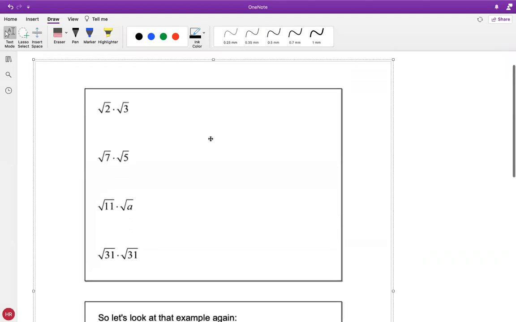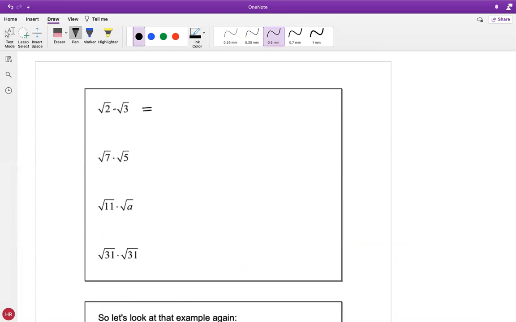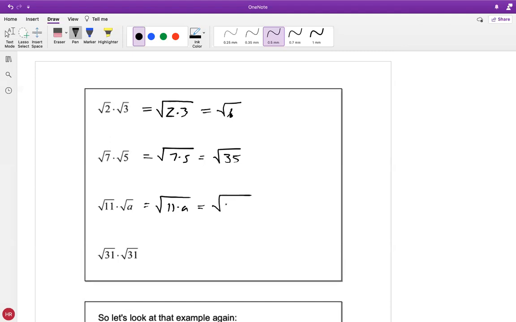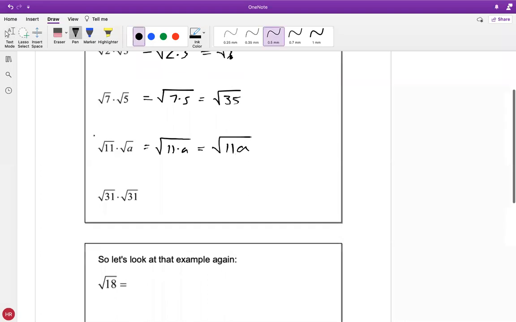So the trick is, well, here's just some examples of the product rule first. Since these things are multiplied, I can make this the square root of 2 times 3. I put the two numbers on the inside multiplied. 2 times 3 is 6. So that's the square root of 6. This is the square root of 7 times 5. That'd be the square root of 35. This is the square root of 11 times A, which is just the square root of 11A. Doesn't matter what A is, it's just a variable, it's just sitting there.